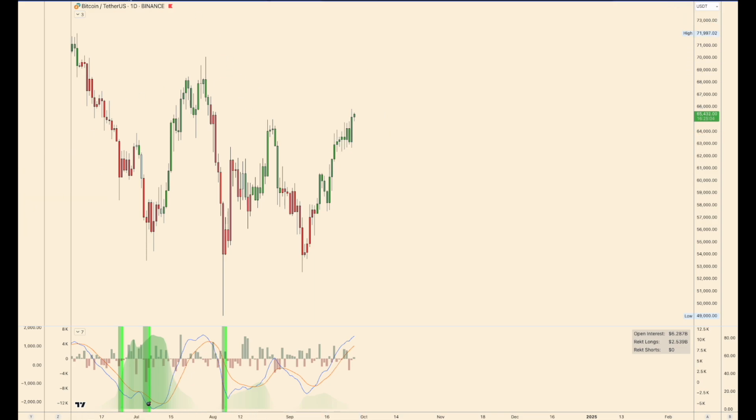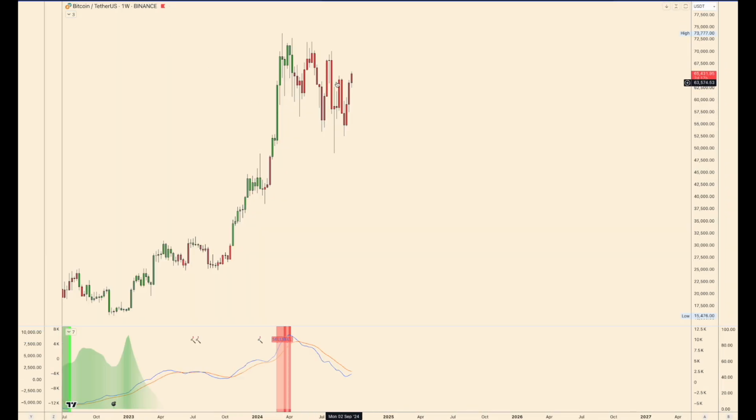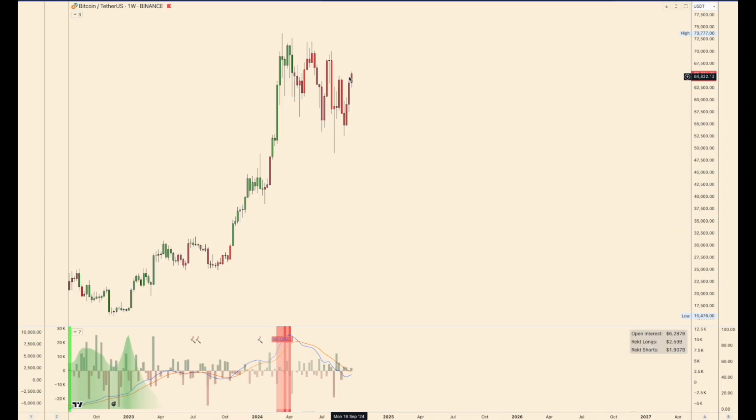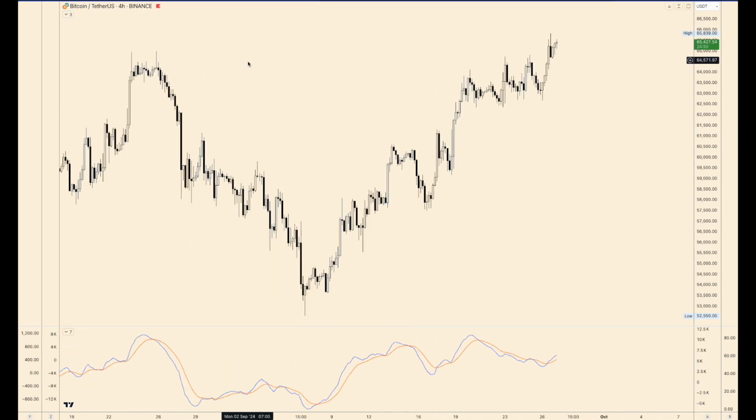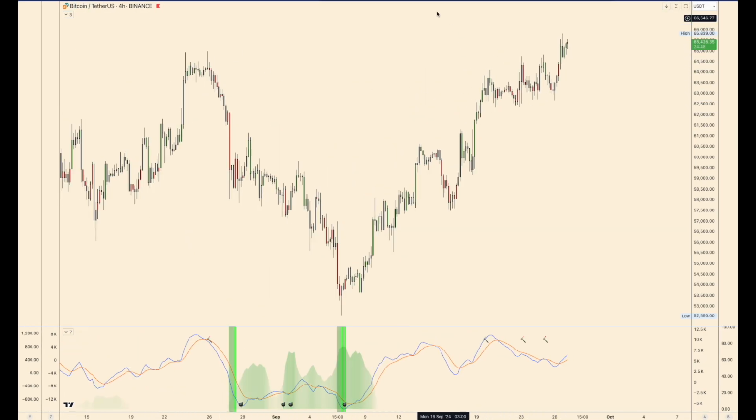Just to go back, I just want to point this out. So important. On a weekly, it's just a candle, right? It's just a wick to the upside, a wick to the downside, a very small one. But on a daily, it's actually a consolidation at previous highs. If you go into a 4-hour chart, look at this. What is this? It's what they call vertical accumulation, right?